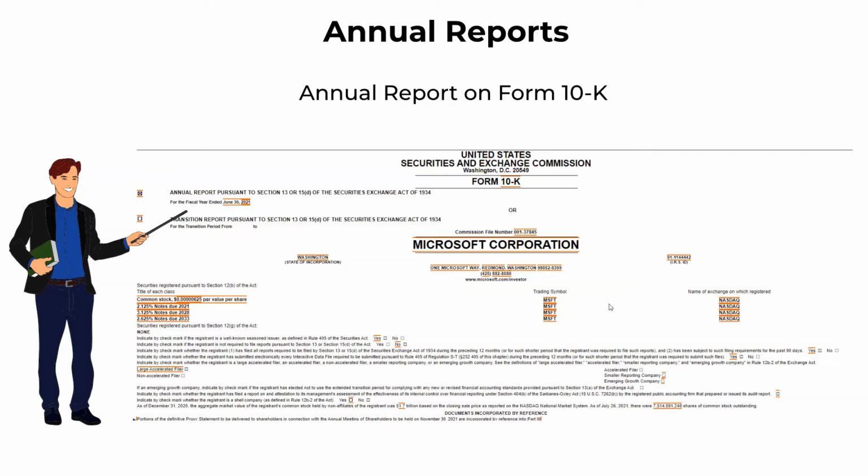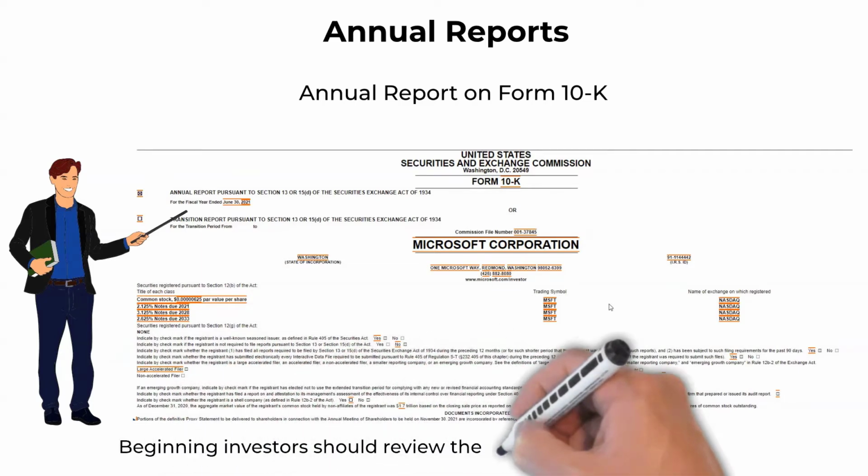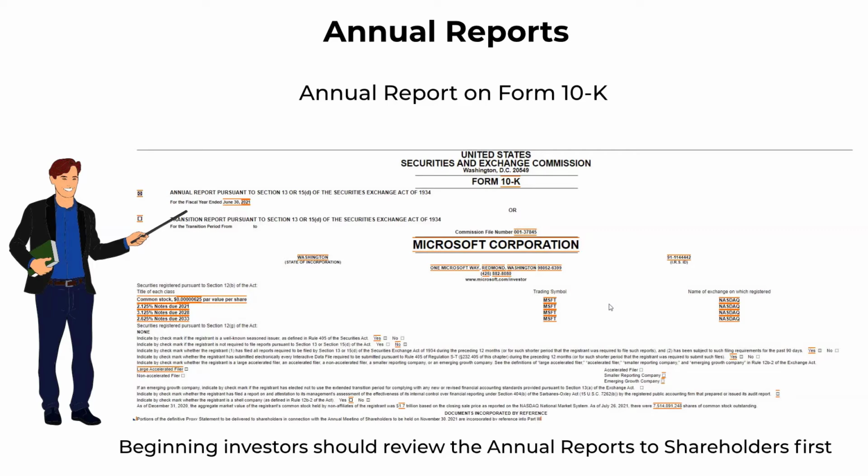The annual report on Form 10-K is very dense, contains no pictures, and can run over 100 pages, but it provides lots of information in accordance with the precise requirements of the SEC. This annual report on Form 10-K is much more detailed than the annual report to shareholders. Both reports can provide good information to beginning investors. However, beginning investors should review the annual report to shareholders, if available, before looking at the annual report on Form 10-K.